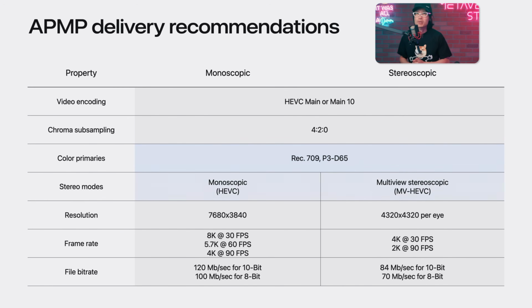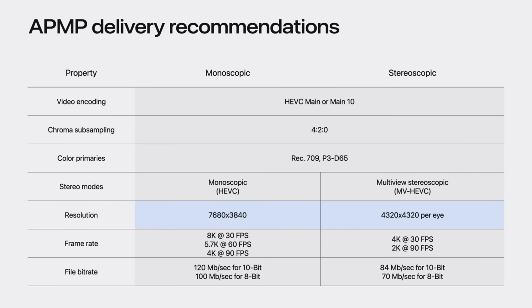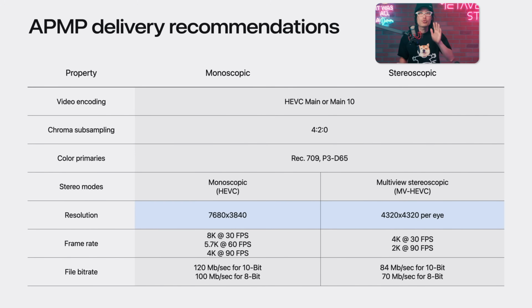Now, let's talk about resolution and frame rate. For mono 360 video, the recommended resolution is 7680 by 3840 at 30 frames per second. But here's the thing, you can push to 60 frames in 8K and it will play back just fine. Apple guidelines are on the conservative side, but we tested 8K 60 frames with no issue. For 90 frames per second, you are limited to 4K for now.